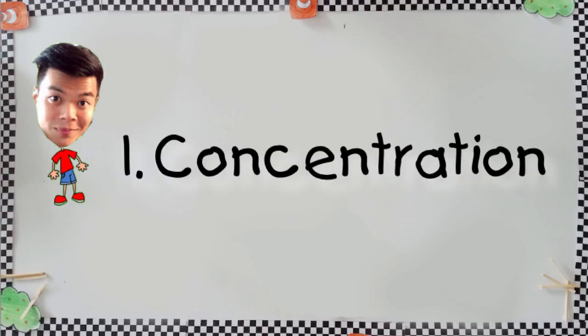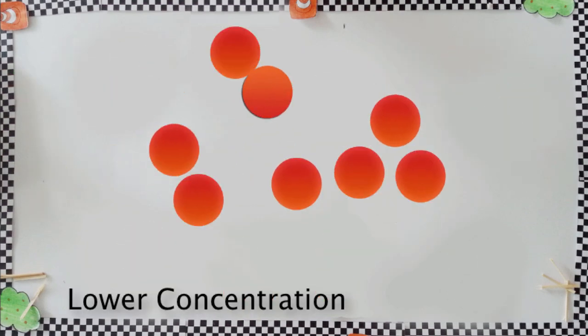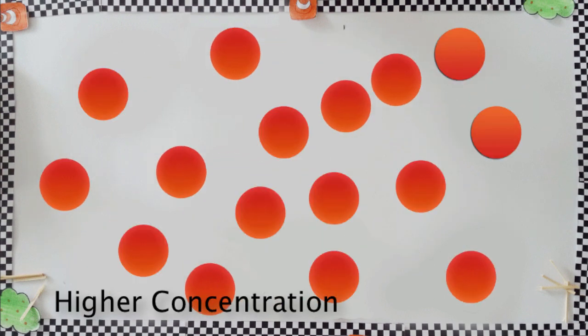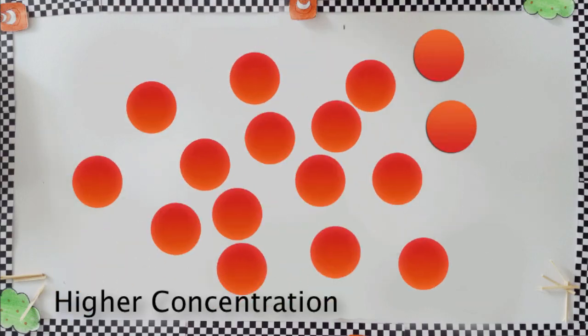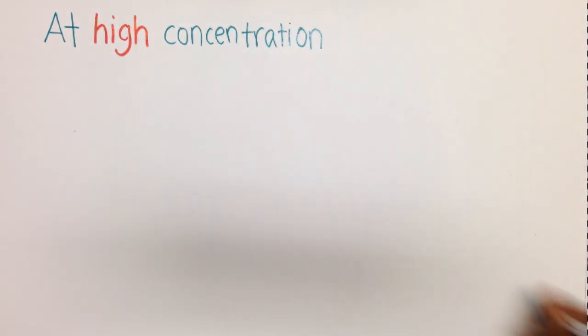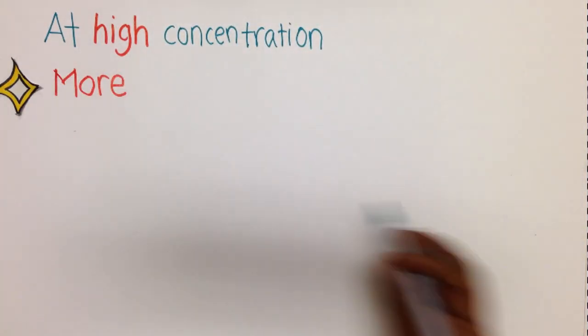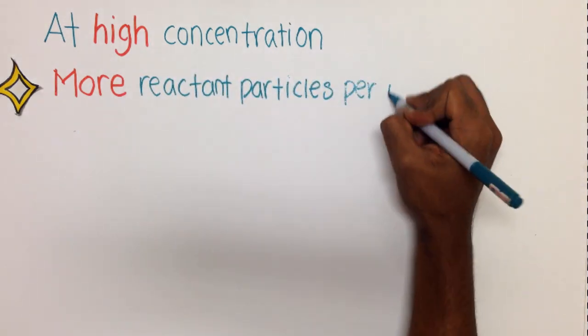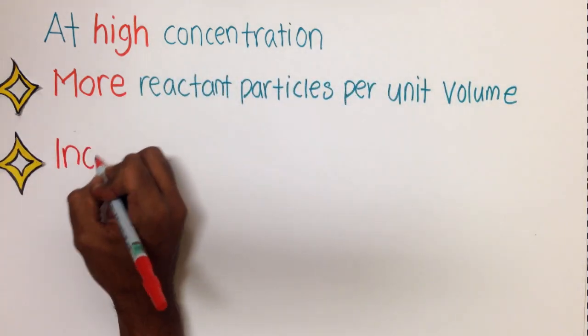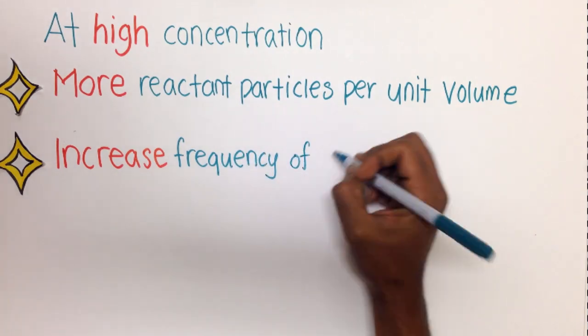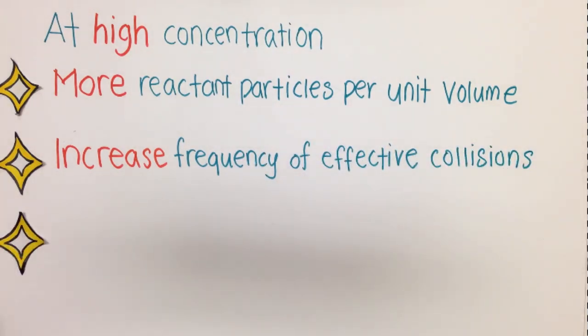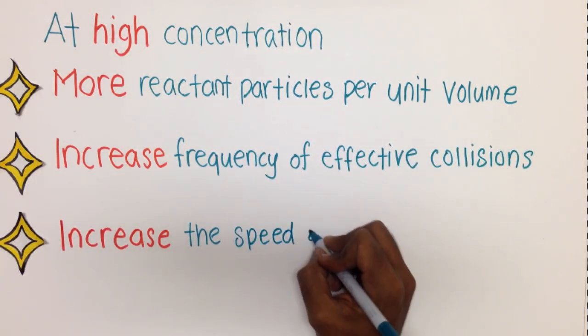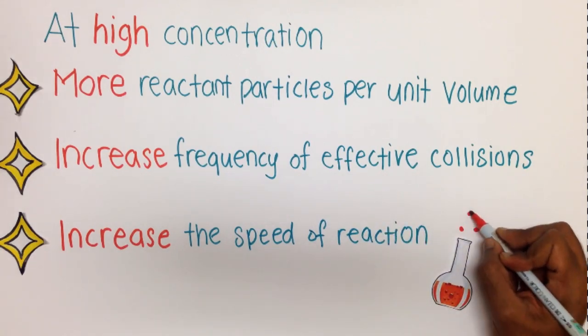The first factor that can increase the frequency of effective collisions is concentration. As you can see, at a lower concentration there is lesser reactant particles, while at a higher concentration there are significantly more reactant particles colliding into one another. So why does the speed of reaction increase at higher concentrations? At higher concentrations, there are more reactant particles per unit volume available to collide with each other. This increases the frequency of effective collisions and thus increases the speed of reaction.